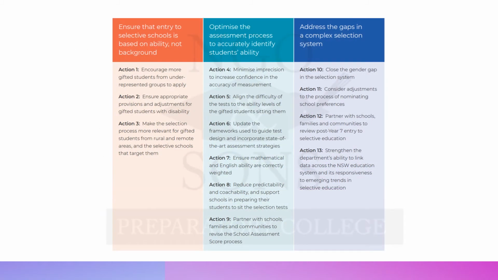The first key reason is to ensure that entry to selective schools is based on ability, not background. This point aims to alleviate the discrepancies that may arise from being a part of a certain demographic. The second point is to optimize the assessment process to accurately identify the student's ability. This one aims to reduce the predictability and thus coachability of such exams to ensure the testing parameters are fair and just. The last point acts as a miscellaneous point and serves to address the gaps in the complex selection system. The main point which applies to the changes in the examination is the middle one.